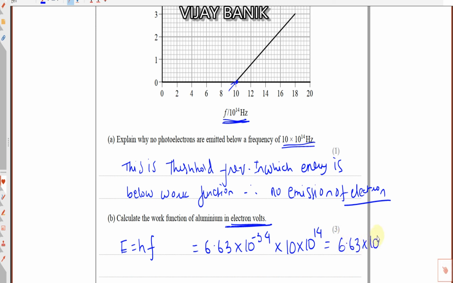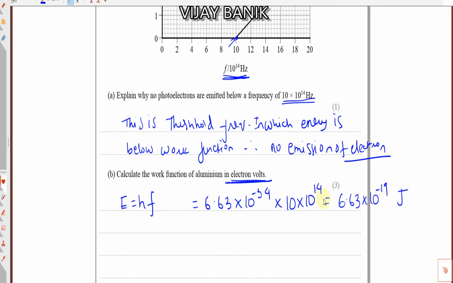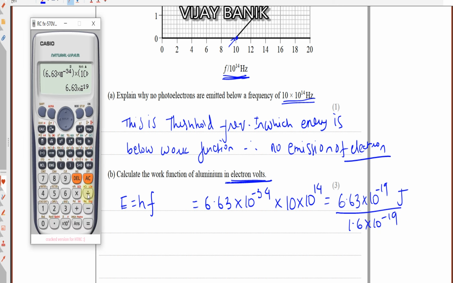6.63 × 10^-19. But the thing is that this is in joules. If I want to convert joules to electronvolts, I have to divide it by 1.6 × 10^-19. So we divide the answer by 1.6 × 10^-19.